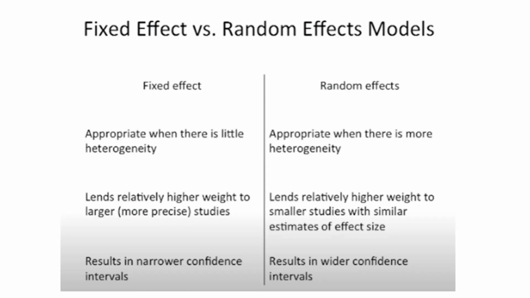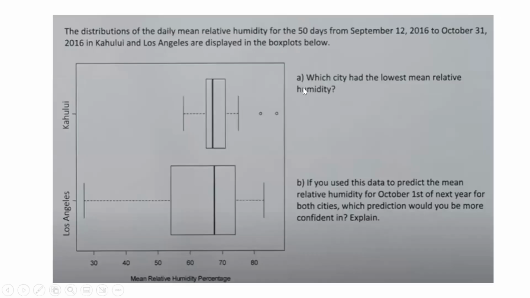So fixed effects and random effects. When do you use them? You use them when you are doing meta-analysis, when you are trying to combine data. Somebody was asking me, what do you mean by effect? An example of effect is mean. You have several data sets here of relative humidity, and you combine all of them and get the mean. So mean is an example of effect.